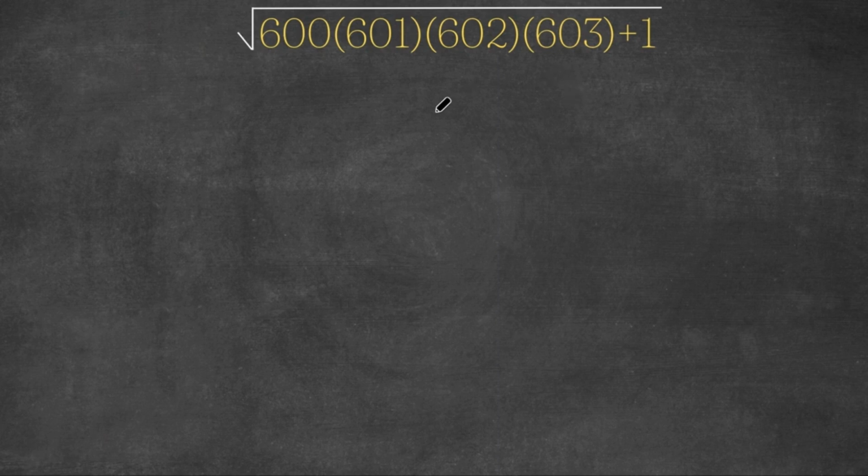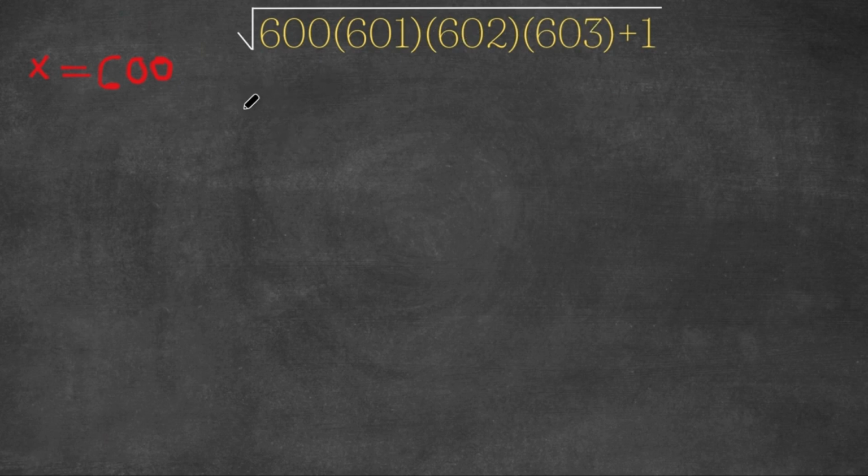So, as you can see, we have the square root of 600 times 601 times 602 times 603 plus 1. And if you notice, this is a consecutive set of numbers. We have 600, 600 plus 1 is 601, 601 plus 1 is 602, and 602 plus 1 is 603. So what I'm going to do is set 600 equal to x. So 600 equals x. And this means that 601 is equal to x plus 1, 602 is equal to x plus 2, and 603 is equal to x plus 3.